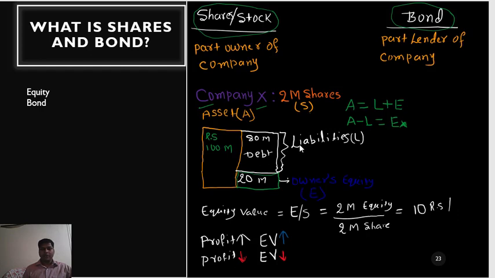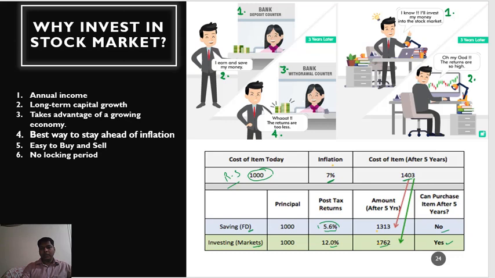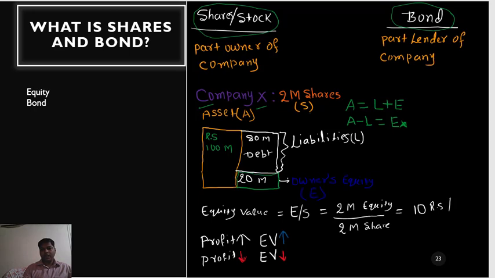Now the company's liability is going down, or owner equity is going up, because the company is going to perform in the near future, then they will earn money. So what are the liabilities? Liability means loan payment pending, and company X must pay the liabilities in the near future.